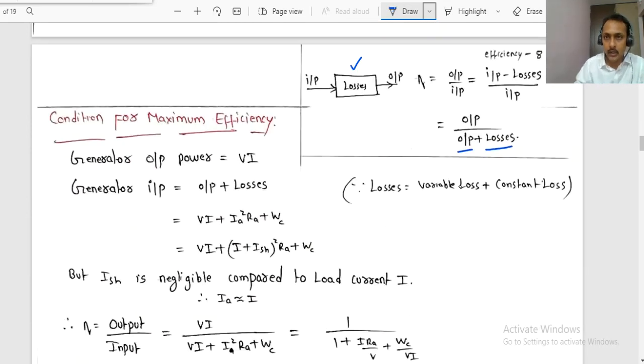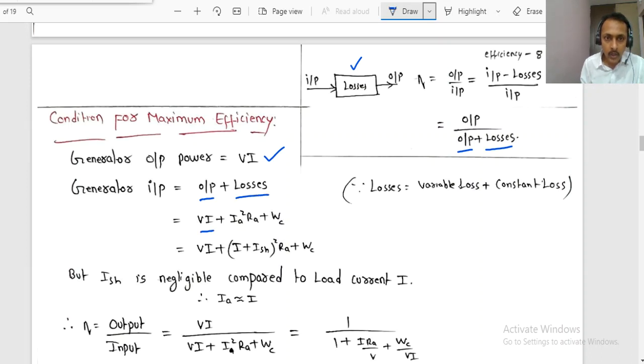Now, these are the losses, which we have already completed. Input minus losses will be our output, or losses plus output will be our input. Now, the output power is VI. But what about input? Observe here, nothing but output plus losses.